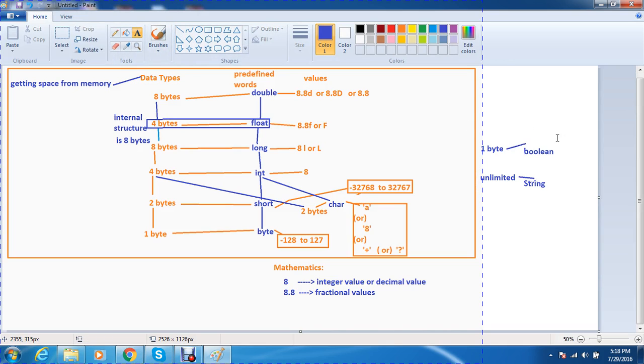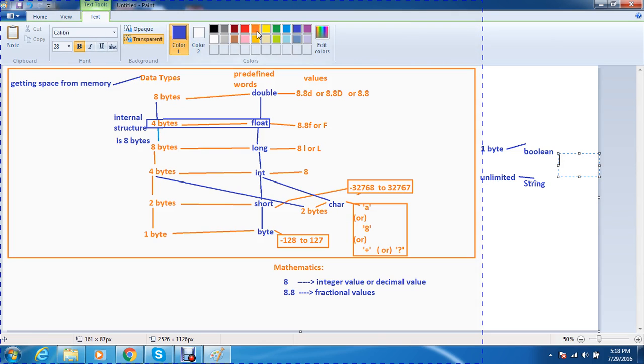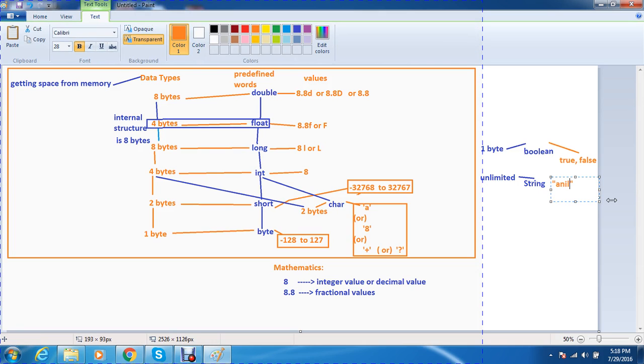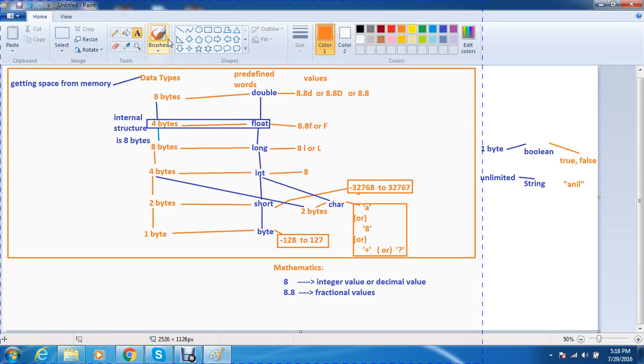Now coming to values. What are Boolean values? How to write Boolean values, just true and false, are called Boolean values. Now coming to string values. Any number of characters, a group of characters within quotation, is called a string value.